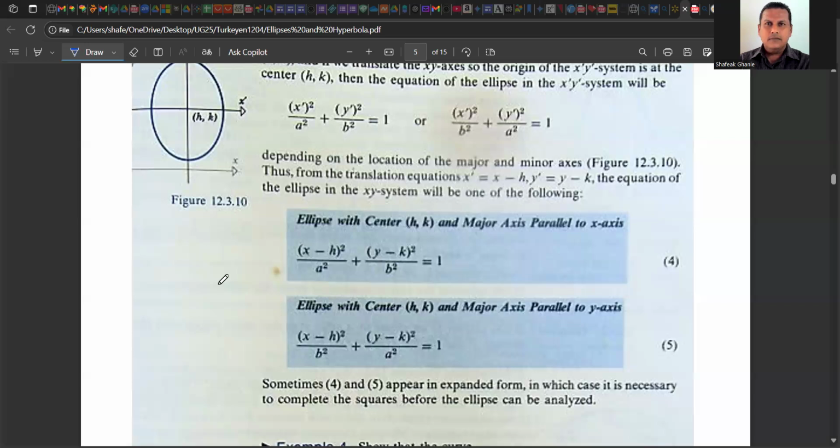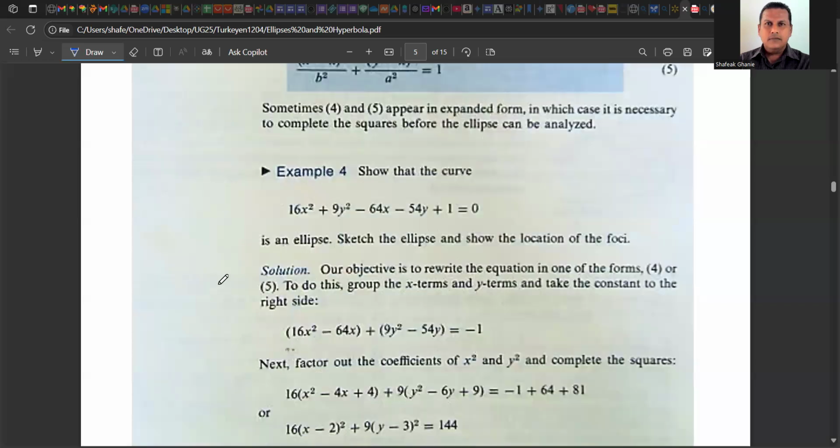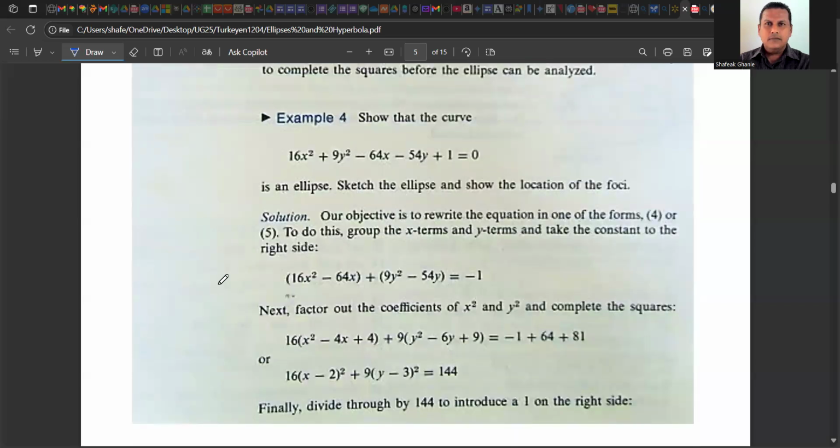So let's look at an example. Okay, look at this one. So you want to show that this curve is an ellipse, right? And they're asking you to sketch it. And notice they mentioned the location of the foci, right? Meaning you have to get that C value somehow. Clear about it. Good.